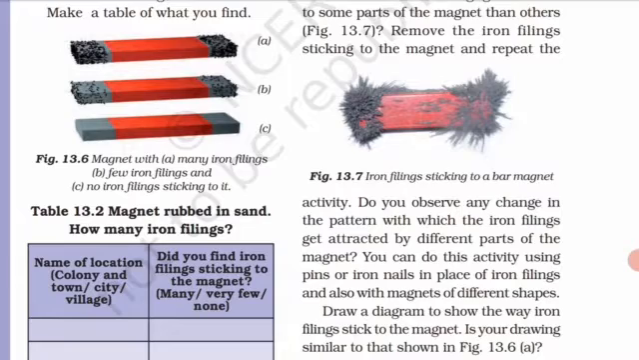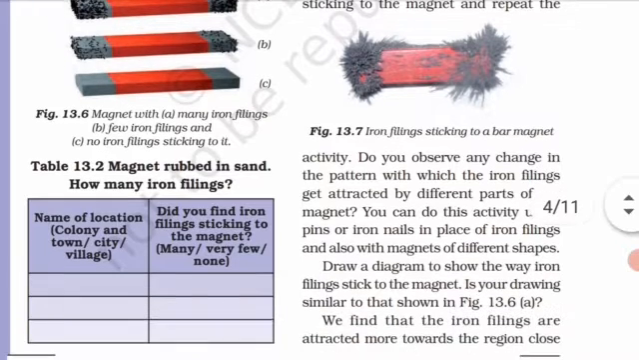What are you seeing? You are seeing that the filings are getting attracted towards the ends and not at the center. We are also trying magnets of different shapes, checking the location of the poles of these magnets using iron filings. So this shows that the iron filings get attracted towards the poles. So they are called the poles of the magnet.